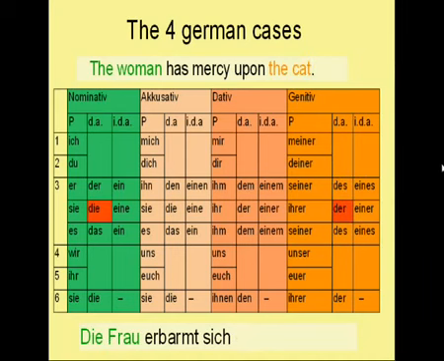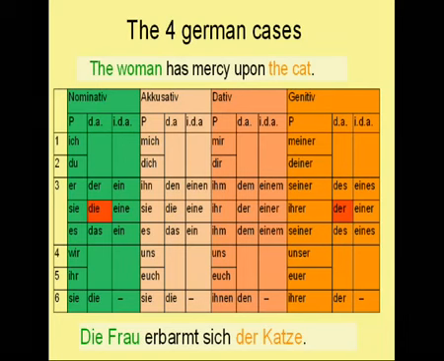Now, let's say for instance the woman has mercy upon the cat. The cat is a female noun in German, therefore we have to pick the article for female nouns in the genitive case, which is der. So the sentence would be: Die Frau erbarmt sich der Katze. And as you can see, there is no additional s because it's a female noun. The rule for the additional s only applies for neuter and male nouns.